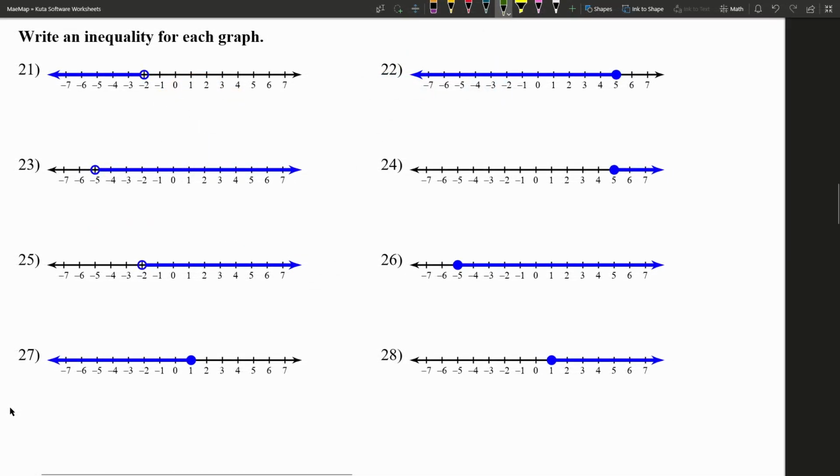Moving on to our next set of directions, we're going to be writing an inequality for each graph. And for each of these, feel free to choose whatever variable you want to use since it doesn't specify. Let's dive into number 21.